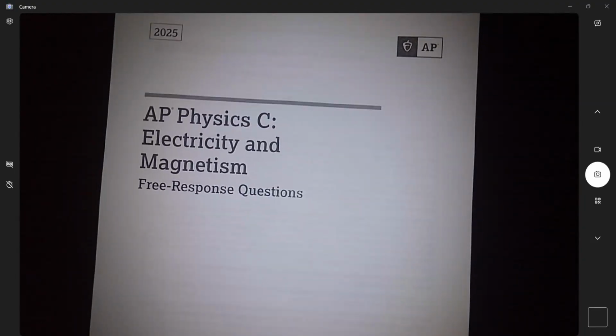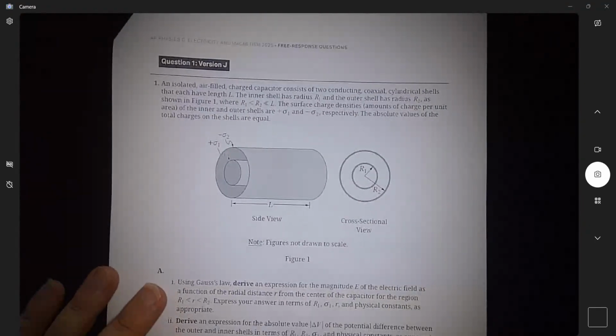Okay. So, electricity and magnetism is the last one. Let's go ahead and do it. I have not done these in advance, so you are seeing me doing these cold.